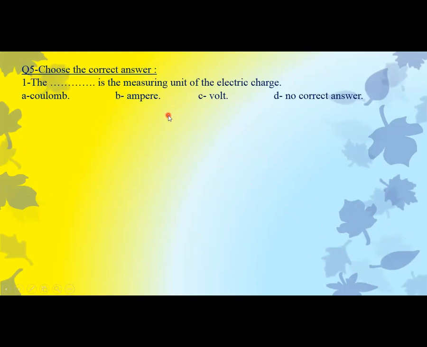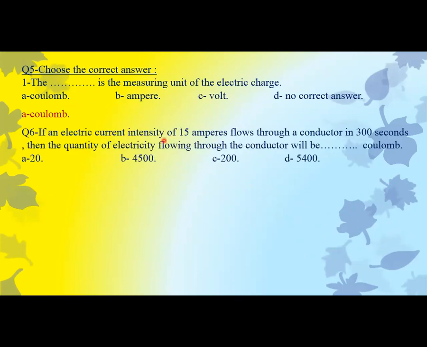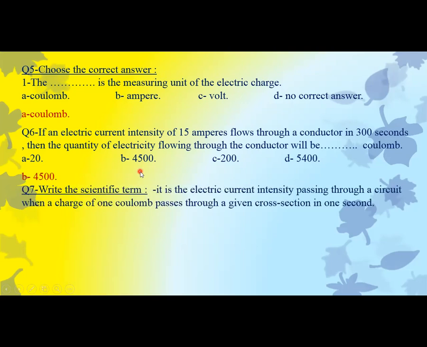Let's go to another question. Choose the correct answer: the coulomb is the measuring unit of electric charge or the quantity of charge. Of course it is known that it is not the ampere or the volt; it is the coulomb. If an electric current intensity of 15 ampere flows through a conductor for 300 seconds, here I have I and I have T. Then what is the quantity of charge flowing through the conductor? I equals Q over T. In this case, if we want to get Q, we find it equals I times T. I is 15 and T is 300 seconds, which could be 3 minutes or 4 minutes, so we must be careful to convert to seconds first. The answer will be 4500.